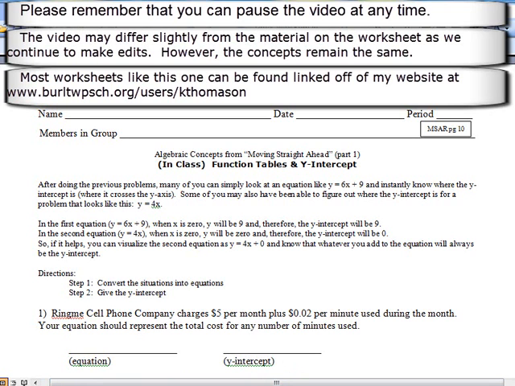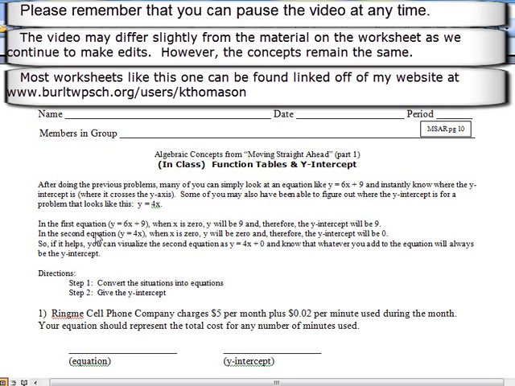In the previous pages, we used function tables to find the y-intercept. We knew that when we plugged in 0 for the independent variable, and in this problem it's x, the y-intercept would be spit out on the dependent variable, in this case the y. So without actually constructing a function table here, if we put 0 in for x, 6 times 0 is 0, plus 9 would give you y equals 9. So the y-intercept for this problem is 9.